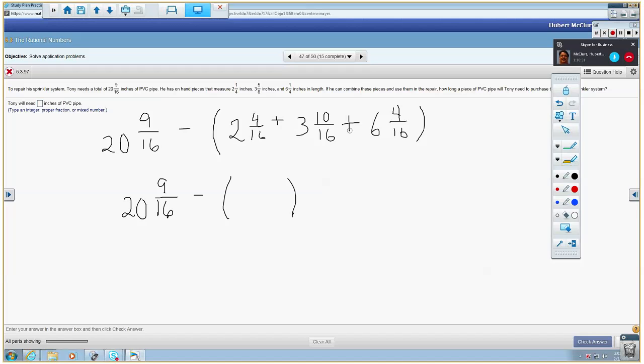What's 2 plus 3 plus 6? 11. And 4 plus 10 plus 4? 18. Okay, now there's 2 ways to do this problem. One is to do it just like it is and borrow, or you can change them into what? Improper fractions and finish it. I don't care which way you do it. I'm going to borrow.